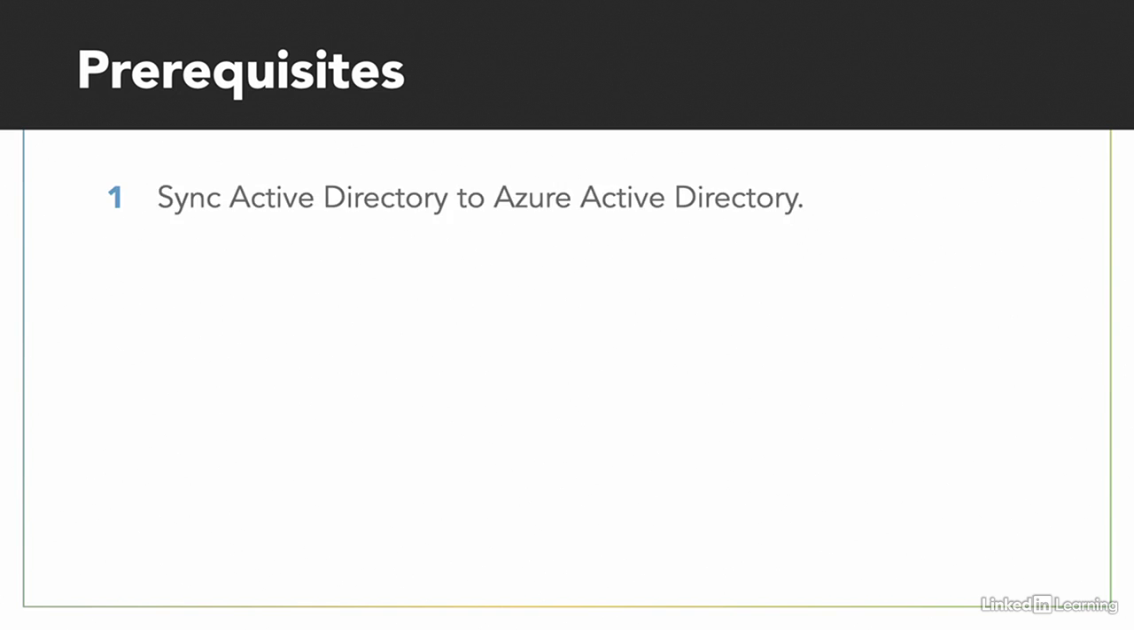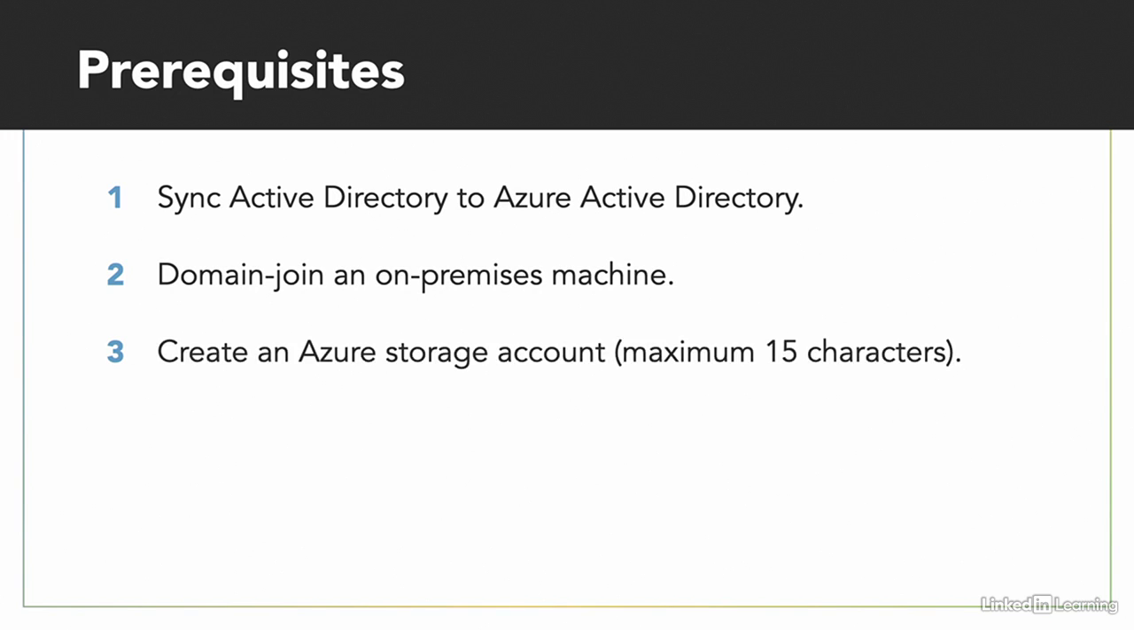Now, before you enable Active Directory authentication for Azure file shares, there are some things that you need to be aware of. First, you need to select or create your Active Directory environment and then sync it to Azure AD with Azure AD Connect. Next is to domain join an on-premises machine or an Azure IaaS VM to your Active Directory domain services. Then obviously, you need to select or create an Azure storage account that has no more than 15 characters, because more than 15 characters are not supported to be used as the same account name to create an Active Directory object for the storage account.